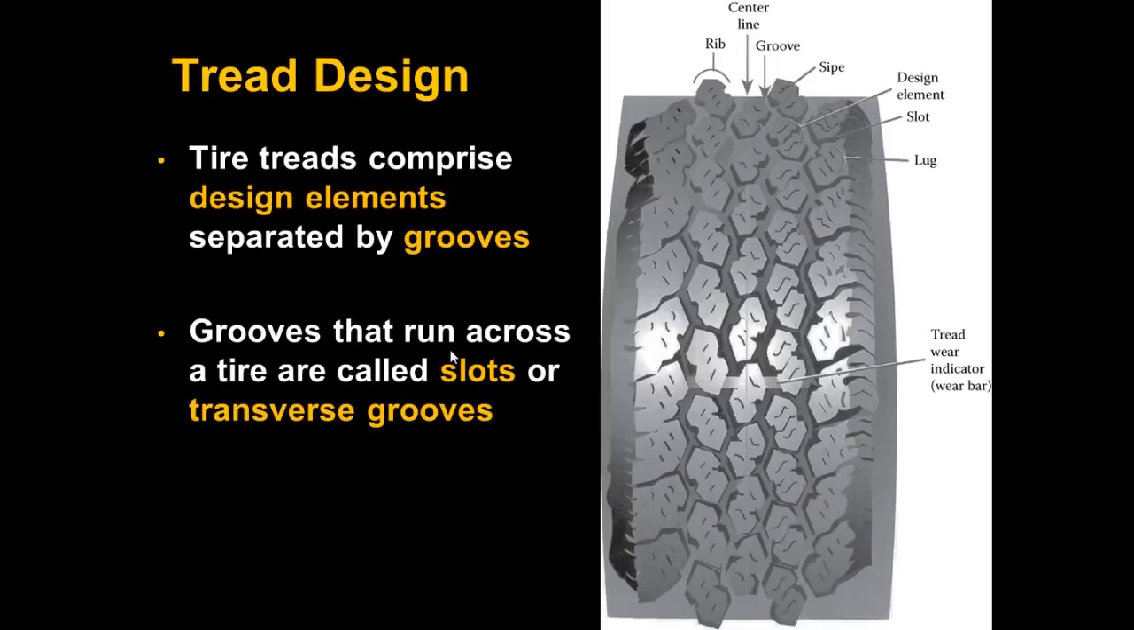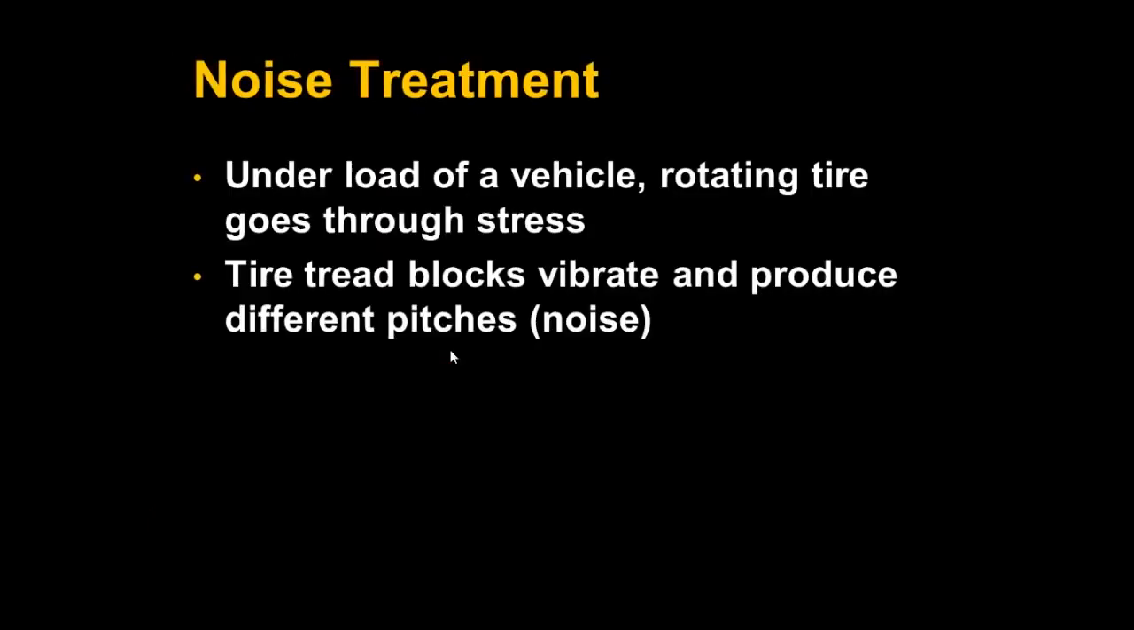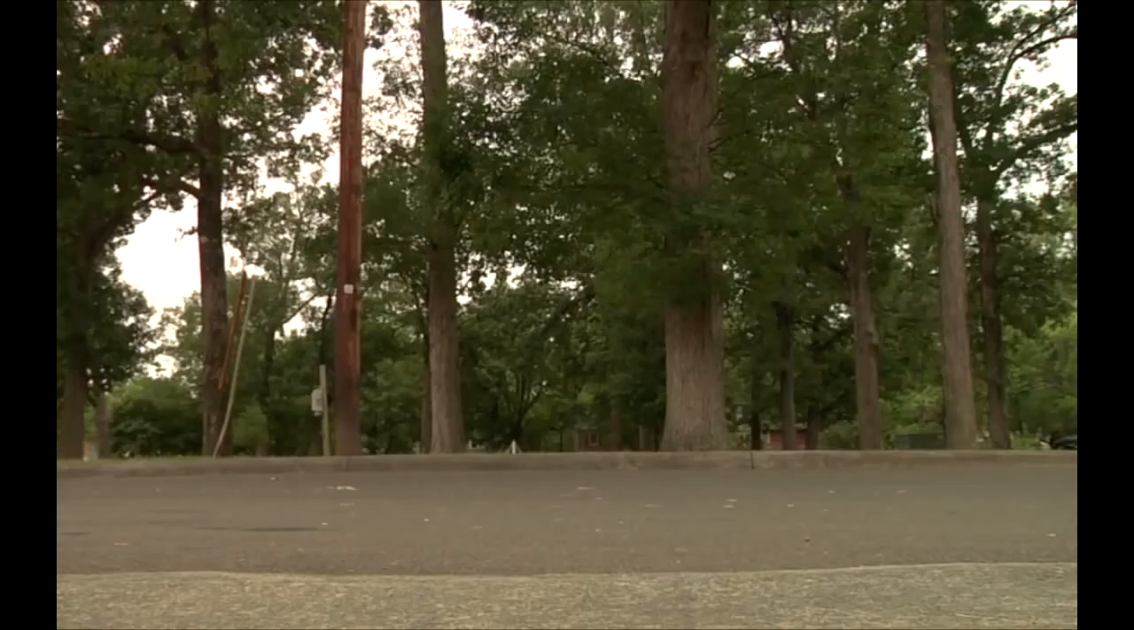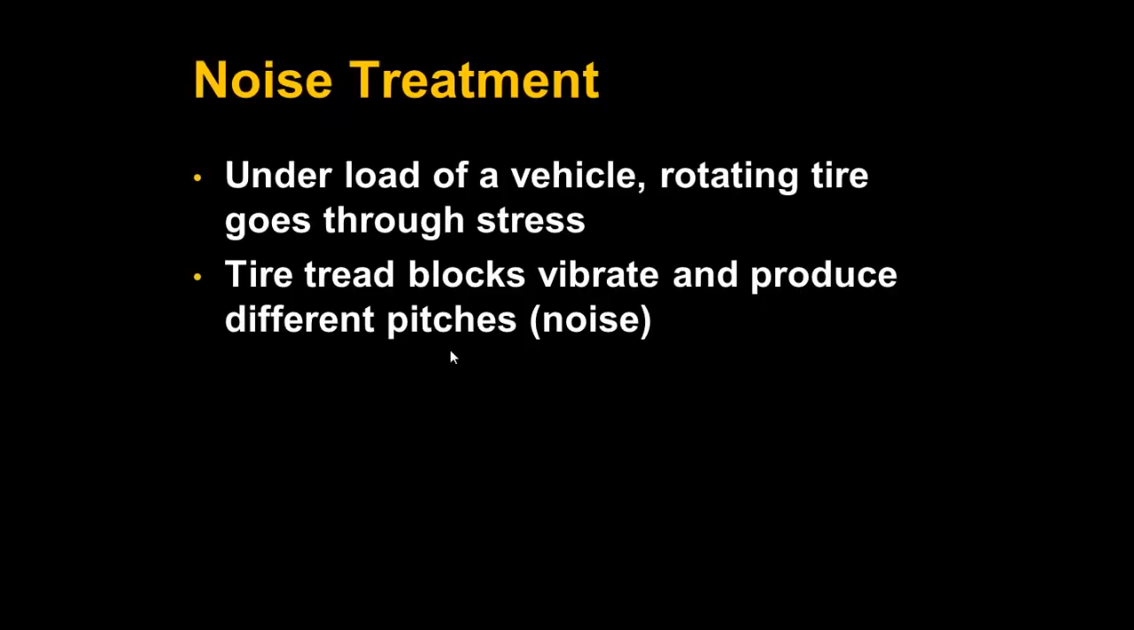You can also analyze a tire tread to look at tread wear indicators, which are raised bars of rubber that indicate how much a tread has worn down. These can be some great points of comparison when trying to match tire tread marks. One other thing that you can look at with tire treads is the type of noise treatment the tire has. In order to talk about this, we have to have a little bit of background info first. When a car is moving, the tires rotate and undergo stress from the load or weight of the vehicle. This stress causes the tire treads to vibrate and produce different pitches or noise.